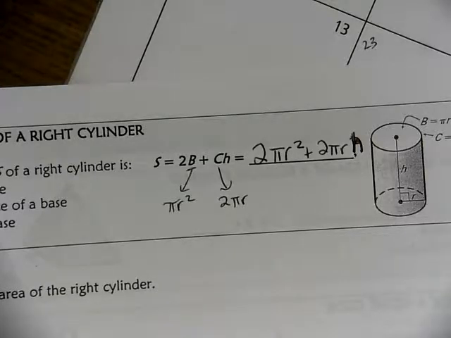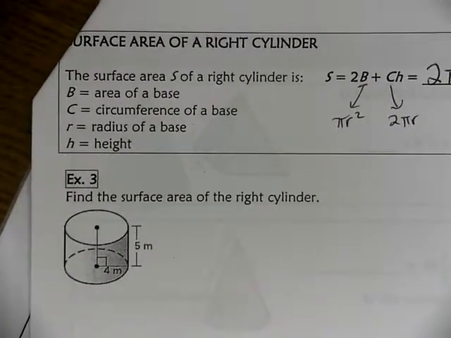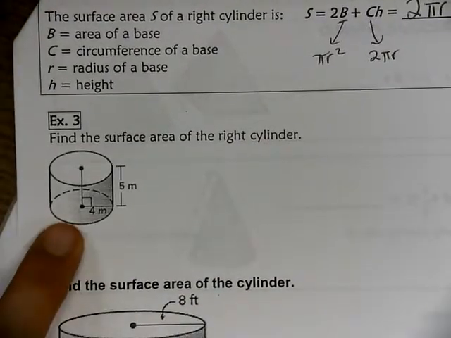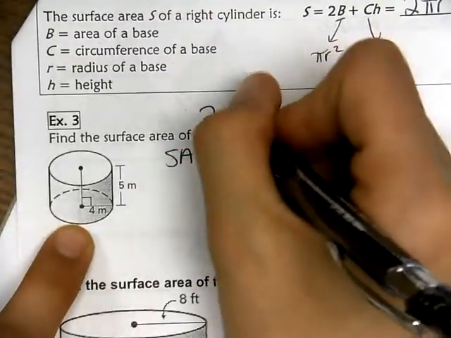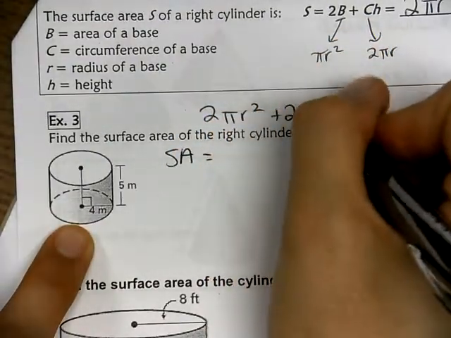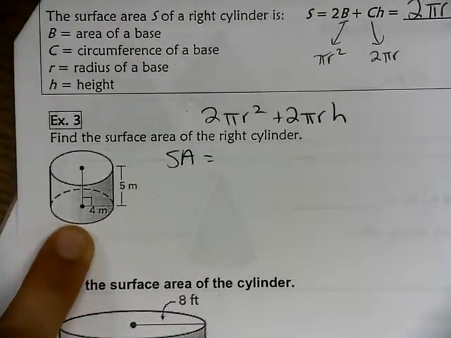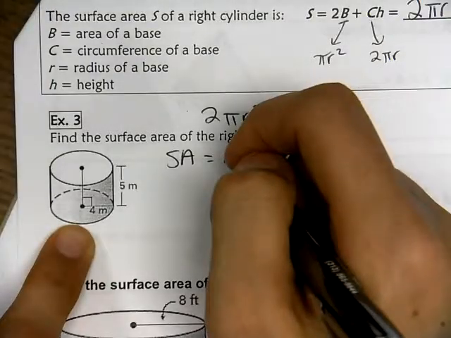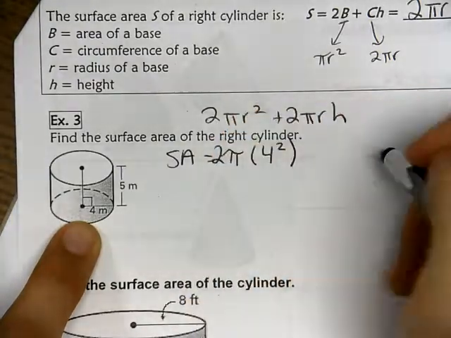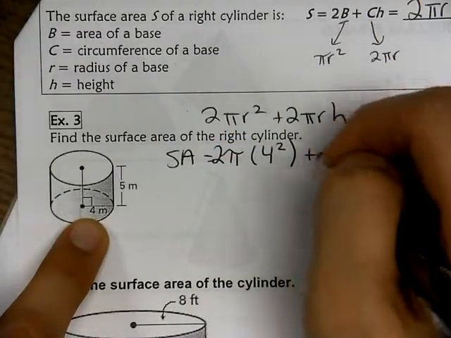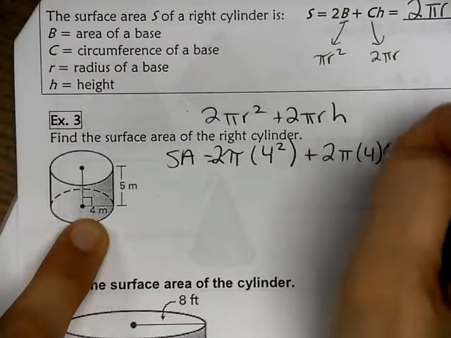So cylinders are super easy. It's just plugging it in and doing the math. You don't really have to think. So, surface area of a right cylinder here. We're just going to use the formula: 2 pi r squared plus 2 pi r h. Again, you will not have to memorize the formulas. So this is going to be 2 pi 4 squared, plus 2 pi 4 times 5.